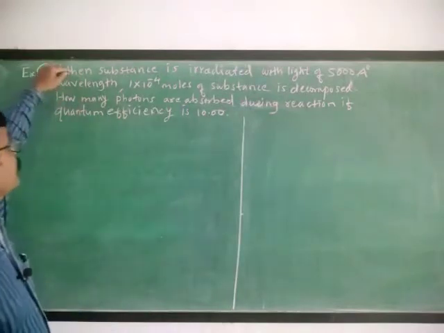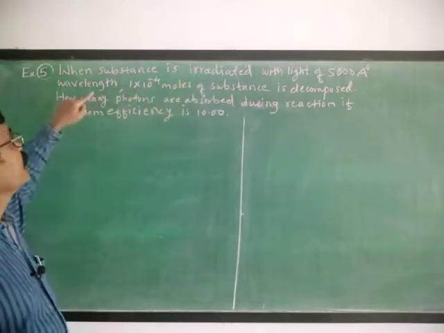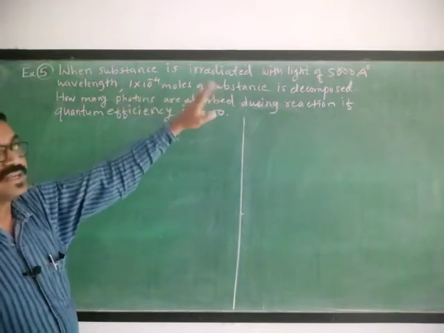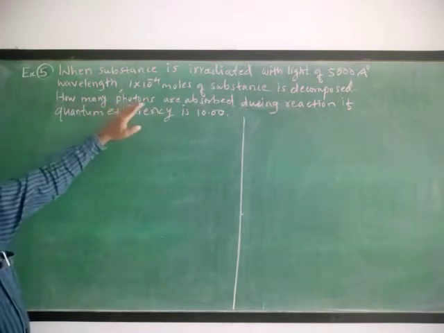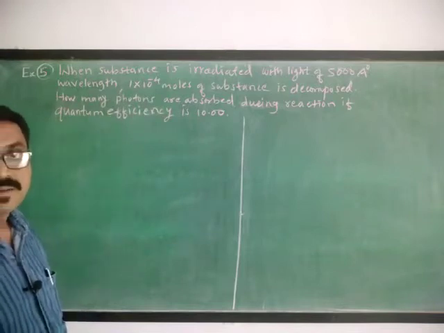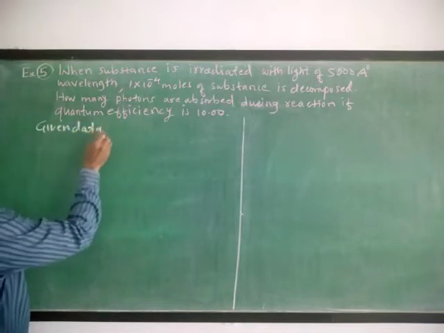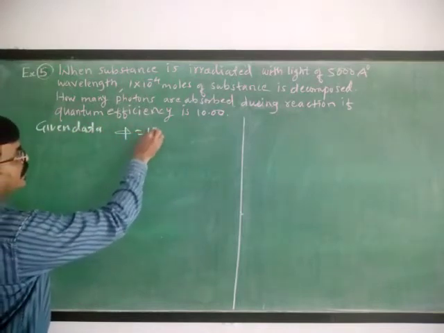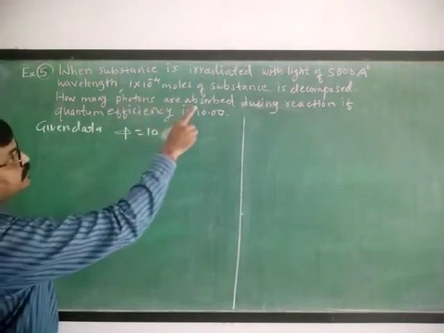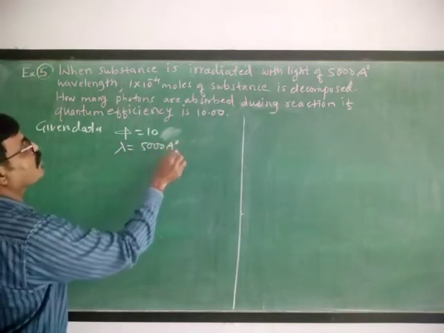See the problem: when a substance is irradiated with light of 5000 angstrom wavelength, 1 into 10 raised to power minus 4 moles of that substance get decomposed. How many photons are absorbed during the reaction if the quantum efficiency is 10? Now see, given data: quantum efficiency is given, that is phi equals 10. Then the substance is irradiated with light of wavelength, means lambda is given. That's why it will be 5000 angstrom.